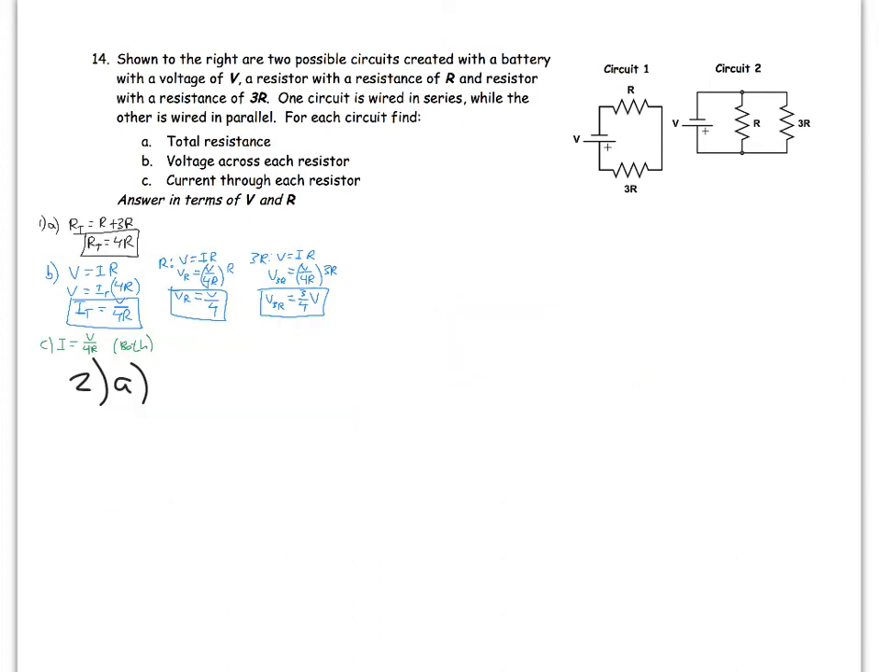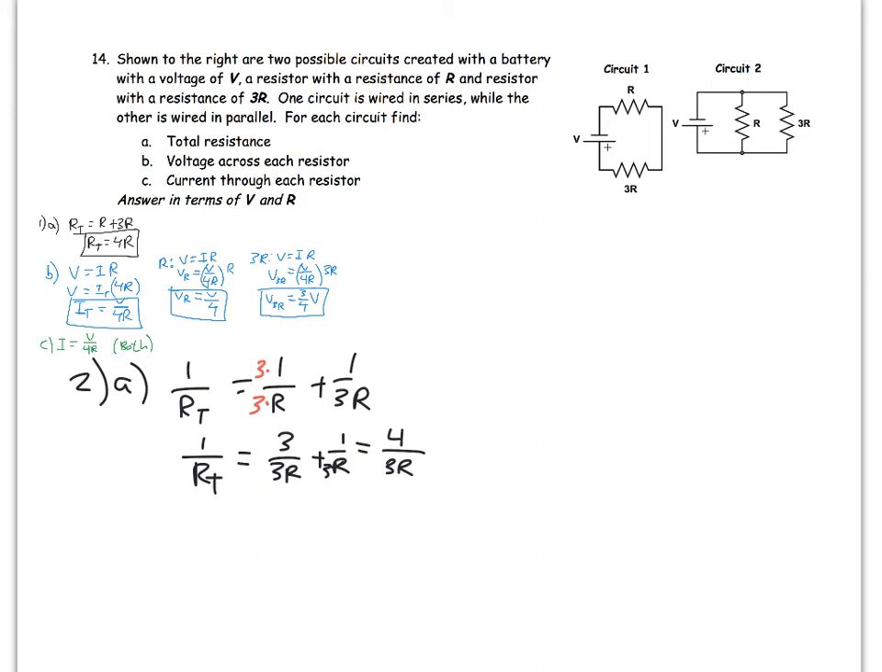Moving on to circuit 2 here, I'm going to find the total resistance. Here I'm going to use 1 over RT equals 1 over R1, so 1 over R, plus 1 over 3R. In order to solve for this one, I need to find a least common denominator. So I'm going to multiply top and bottom of that first one by 3. And so 1 over RT equals 3 over 3R plus 1 over 3R, which ends up being 4 over 3R. When I solve for RT, I'm just going to flip both sides. I get that RT is equal to 3R over 4. So that's my total resistance for circuit 2.